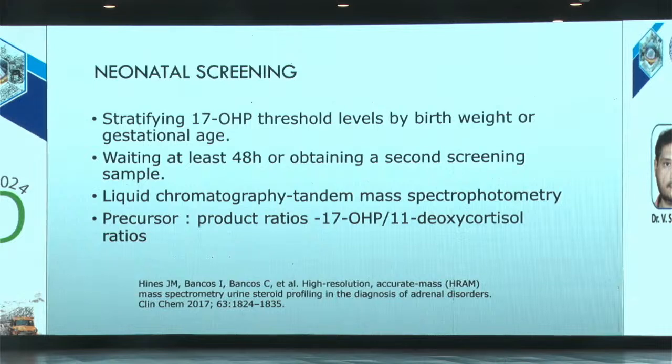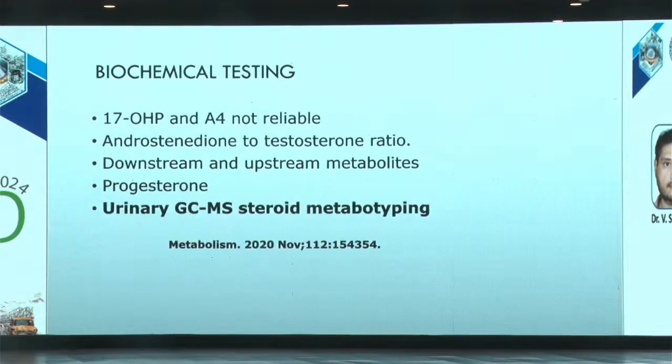Ideally, this should be done by liquid chromatography. The usual CLIA methods are not a very good method of detecting high 17 OHP. Recent studies, which are still not available in India, have looked at precursor to product ratios, 17 OHP versus 11-deoxycortisol ratios. But again, these are expensive, not widely done, and these are not validated in very large studies.